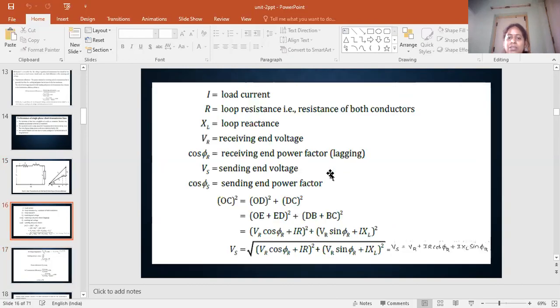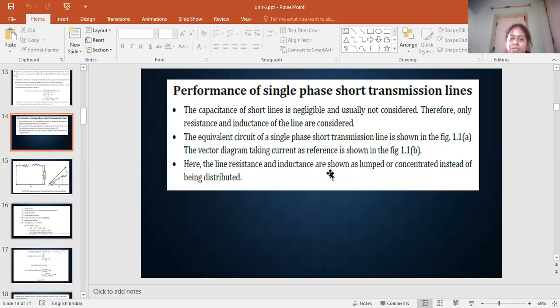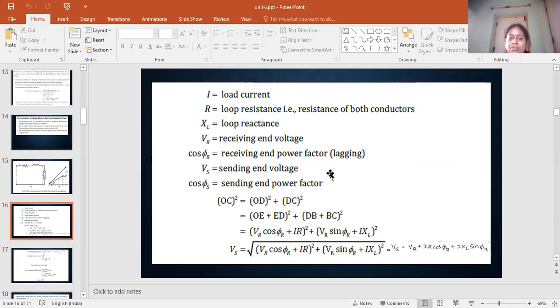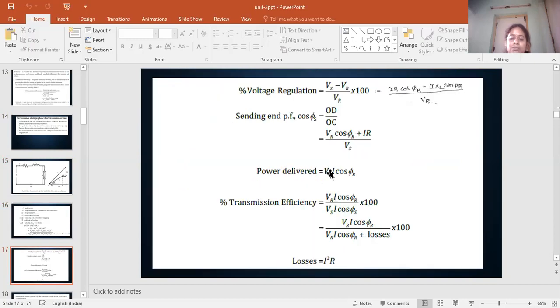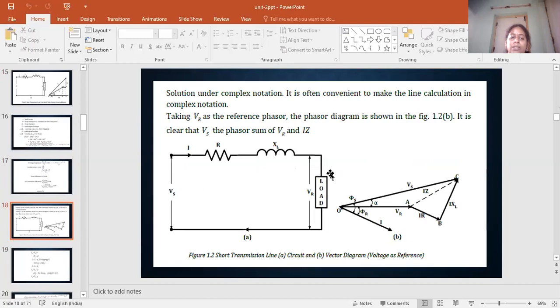Okay, this is the first method for solving the single phase transmission line performance calculations, voltage regulation and efficiency. Okay, these two types. And the second one is the complex notation, also called J notation. So this is the second method for the solution of single phase short transmission lines. This is another method for solving the performance of short transmission lines, called the complex notation or J notation form.